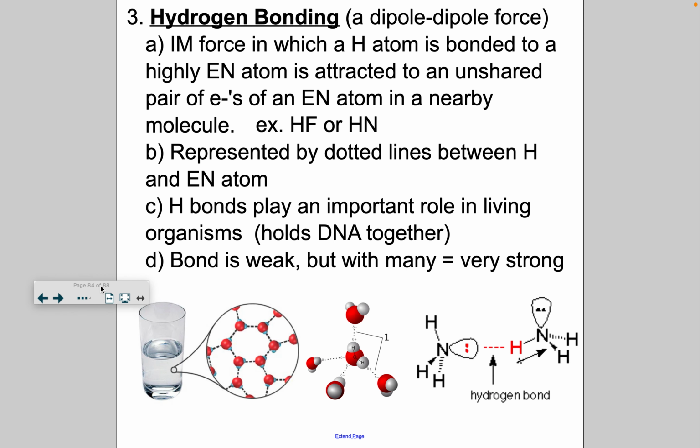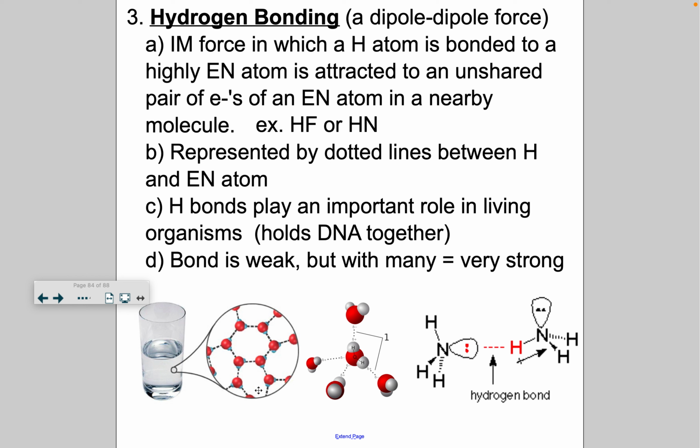Okay, the third type of intermolecular force is hydrogen bonding, and this is a type of dipole-dipole force. Basically, this involves a hydrogen atom and another highly electronegative atom, something with a very high electronegativity value, like oxygen, nitrogen, or fluorine. We show dotted lines to indicate those hydrogen bonds. So you can see that for each one of these little water molecules, there are hydrogen bonds taking place.